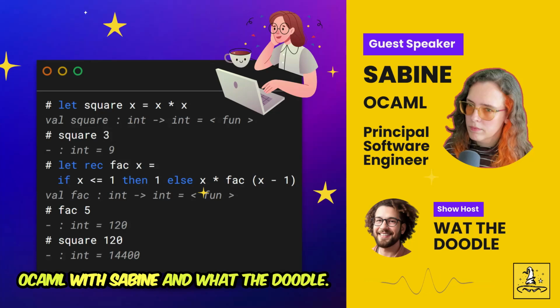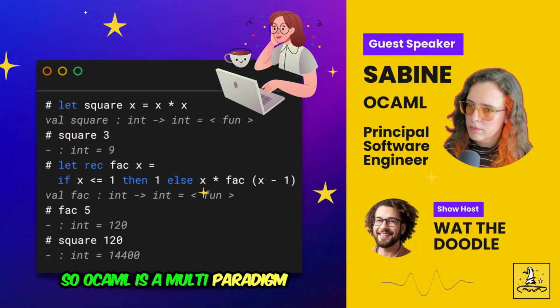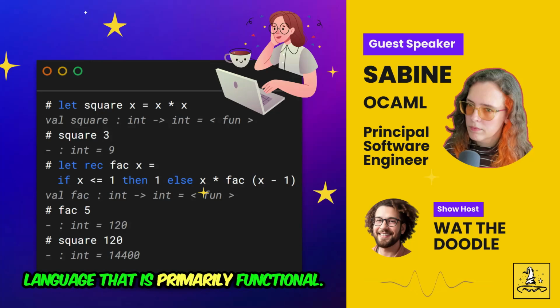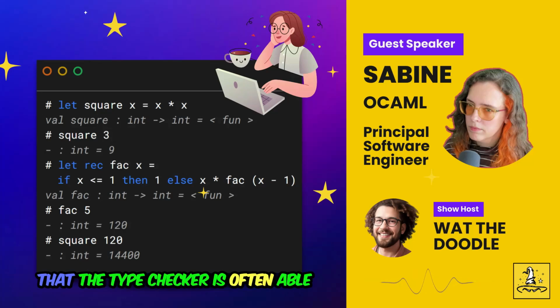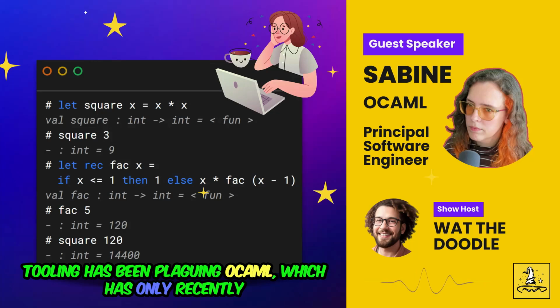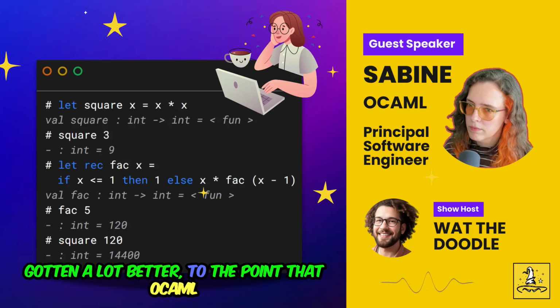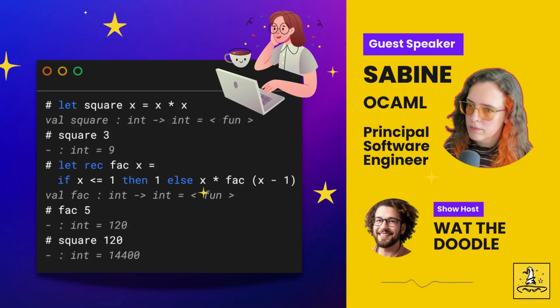OCaml with Sabine and What the Doodle. So OCaml is a multi-paradigm language that is primarily functional. It has a garbage collector. Values are immutable by default. There's powerful type inference in the sense that the type checker is often able to figure out the types by itself. It's been around since 1996, but a lack of tooling has been plaguing OCaml, which has only recently gotten a lot better, to the point that OCaml is now an interesting language to try.